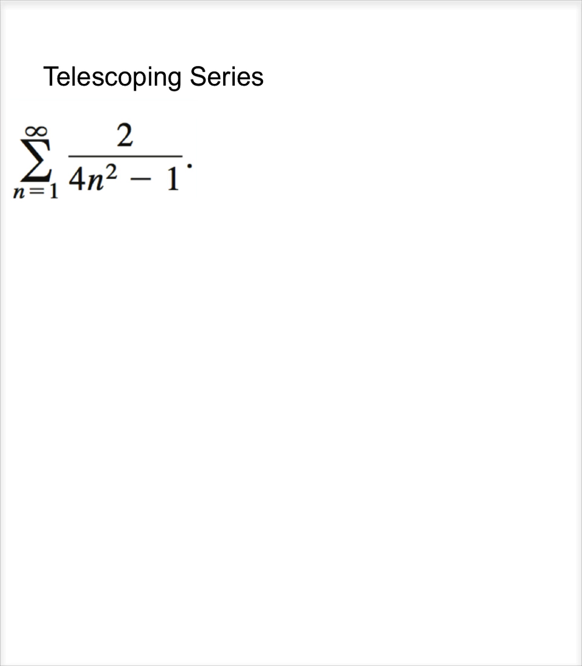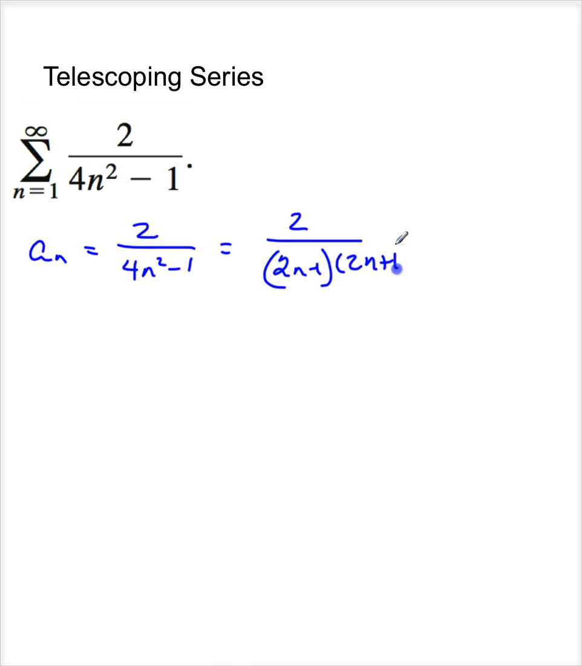Now let's look at this series here. This one's not obvious that it's a telescoping series. So let me write out my a sub nth term: 2 over 4n squared minus 1. Now let me factor this. So this is 2n minus 1 times 2n plus 1.